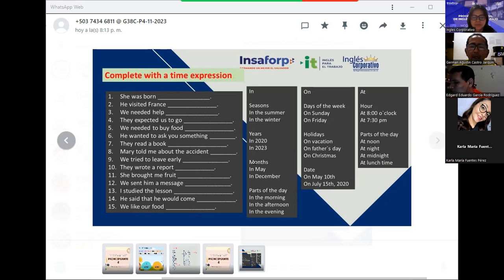Porque usualmente, por ejemplo, cuando usted lee un libro y dice la biografía, siempre inicia con he was born y dice la fecha exacta o el mes y el año. Ok, entonces quedaríamos: On July 50, 1970. ¿Está bien? Ok. Yes.